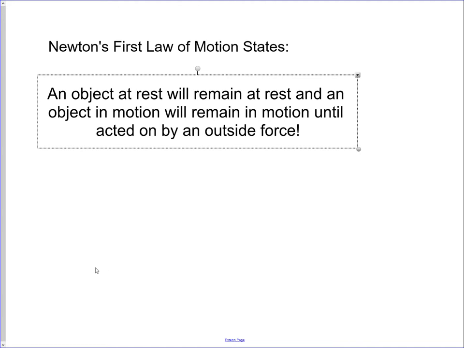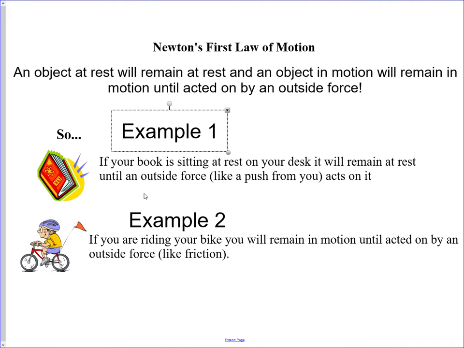Our first law of motion for Newton states that an object at rest will remain at rest, and an object in motion will remain in motion until acted on by an outside force or an unbalanced force. So let's take a look at two examples that we can use. Okay, so the first part, an object at rest will remain at rest. So let's take a look at a book.